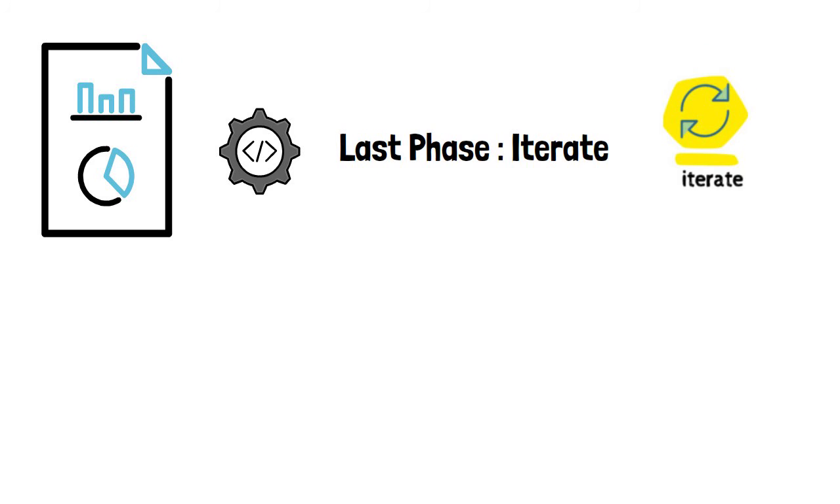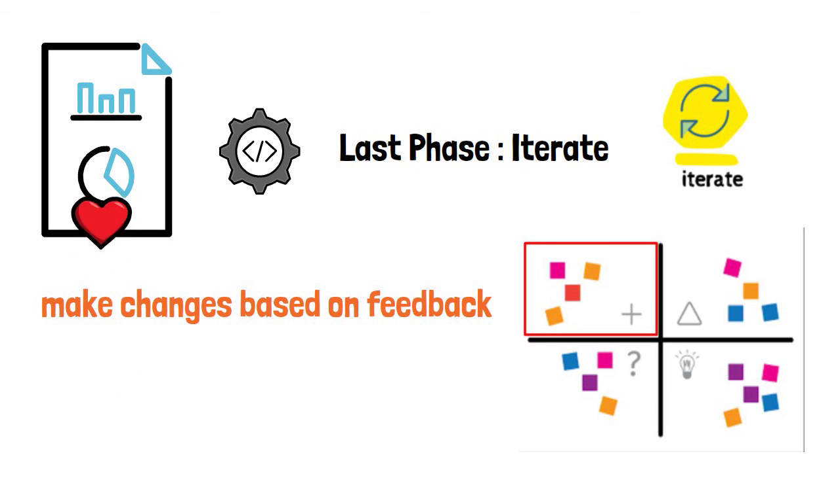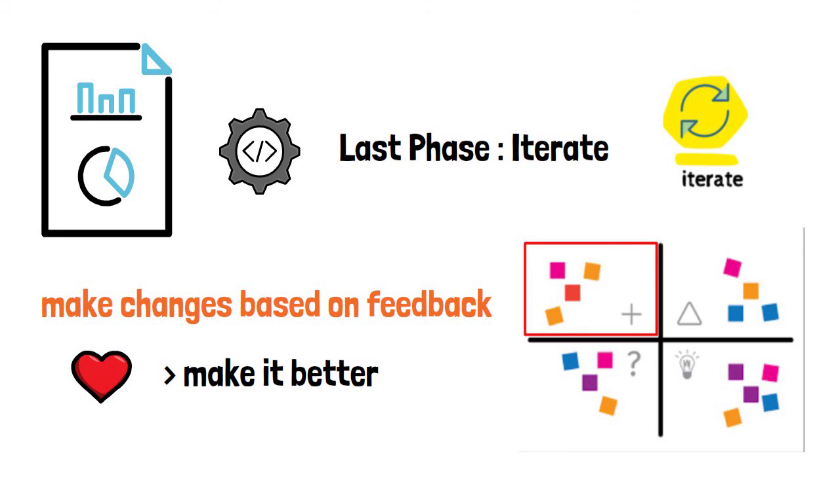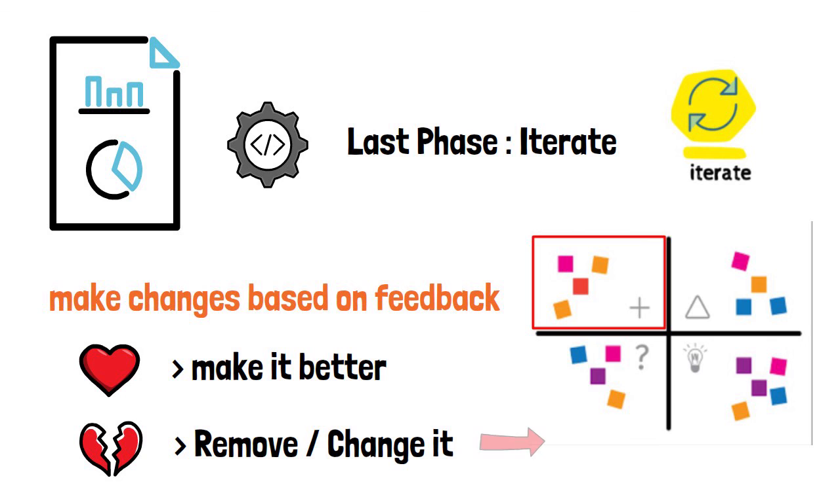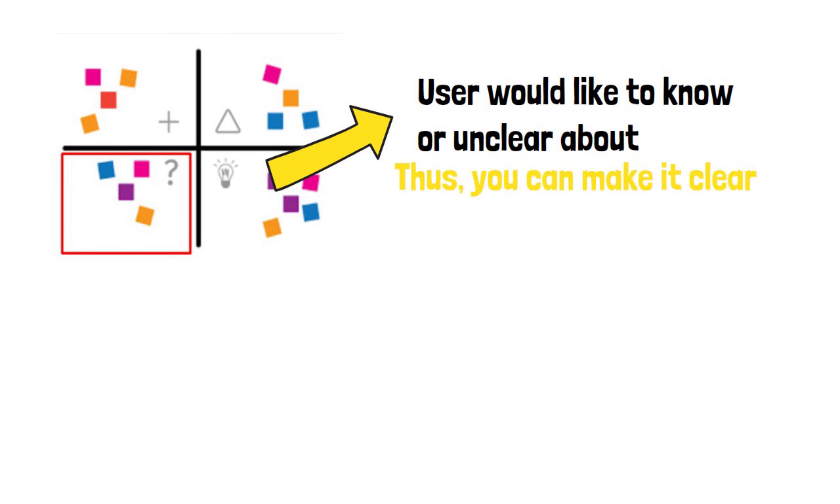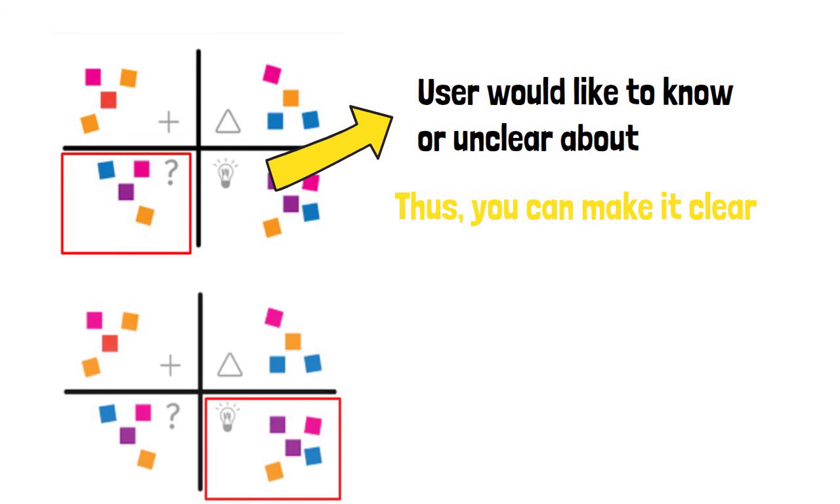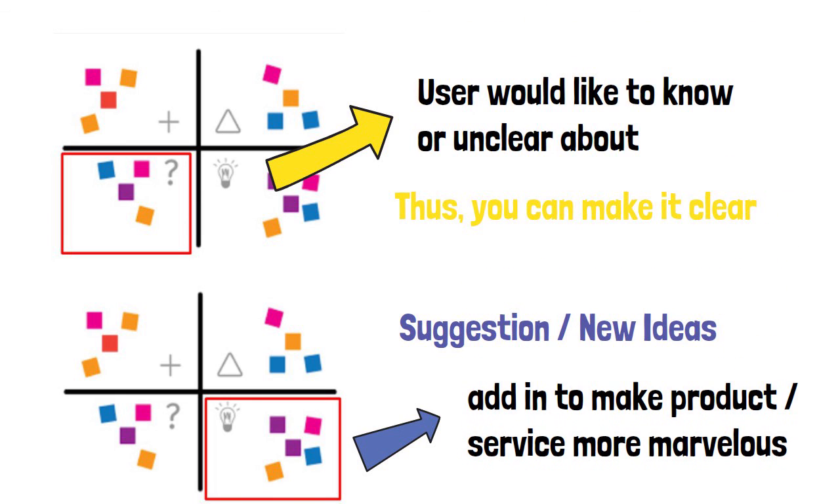Iterate. Make changes based on the feedback. On the top left column of the feedback group, let's just say your users love this feature or these things, then you can make it better on that part. Meanwhile, on the top right column, if your users just dislike this part, then remove it or change it to something more useful. The column on the bottom left is what users would like to know or are unclear about. Thus, you can make it clear. The bottom right is about suggestions or new ideas that could be added to the product to make it marvelous.